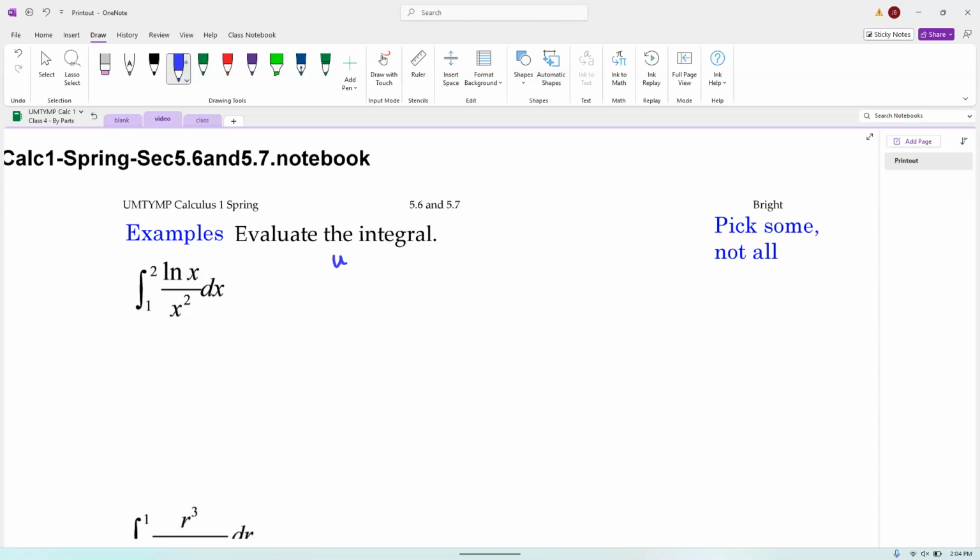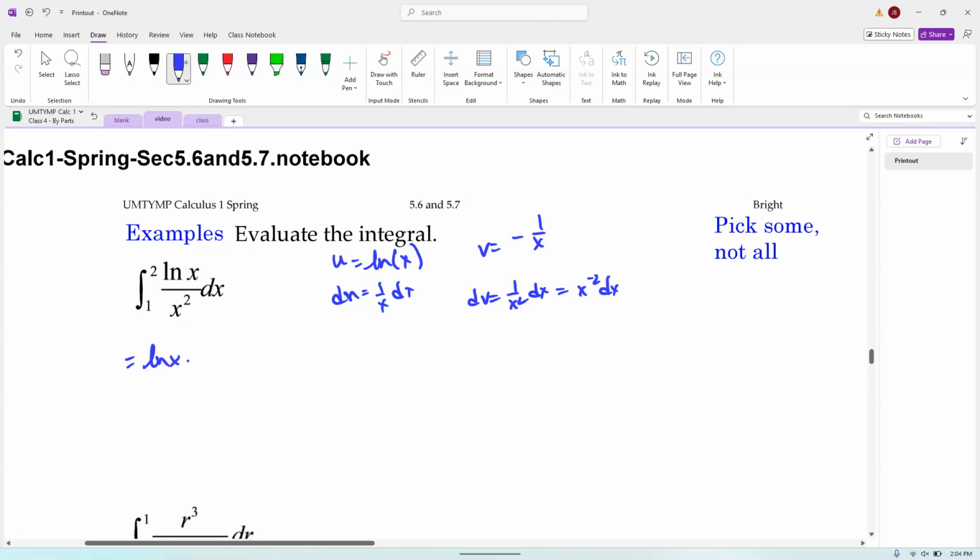Let's see, if we let u be natural log x, then du is 1 over x dx. Then we get that dv is 1 over x squared dx. If we integrate that, that'd be the same as x to the minus 2 dx. So then v would just be x to the minus 1, so it'd be negative 1 over x, and that's what we get there.